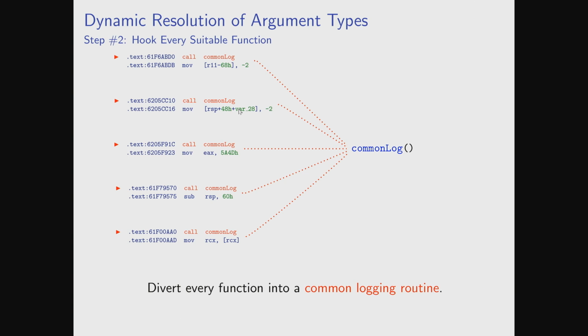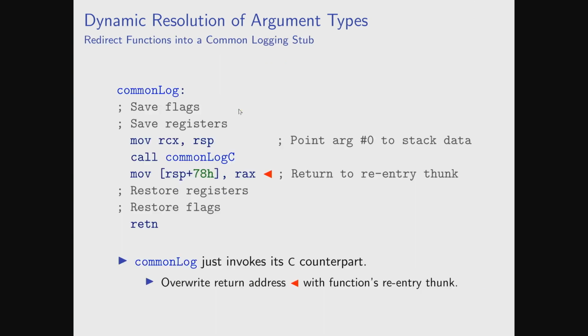Divert every function into a common logging routine. The common logging routine is basically a little assembly language thunk that just saves the registers and flags, calls another common logging routine, then afterwards it adjusts the return address to go back to the non-hooked version of the function, restores the registers and the flags, and continues.